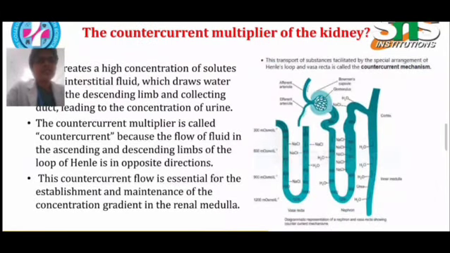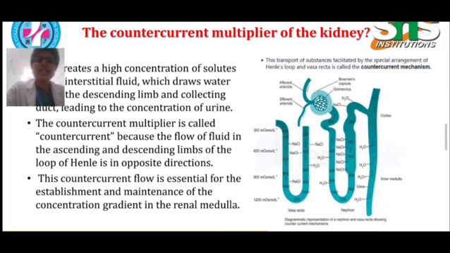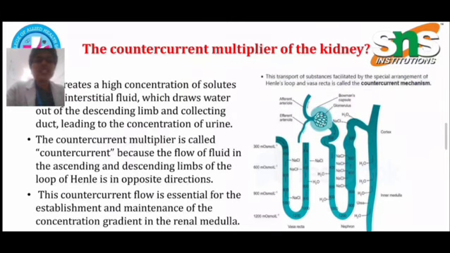See here, in the loop of Henle, 300 of NaCl and water, 1000, 1200, again 1000, 800, with the thick segment containing NaCl and the thin segment containing water. This is what is happening in the countercurrent multiplier system. So the descending limb and collecting duct lead to concentration of urine.